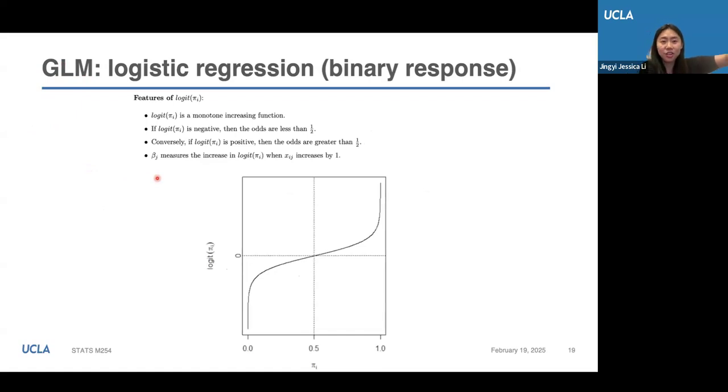Okay, let's look at this logit function of pi i. What does it look like mathematically? So you can see that it transforms your probability pi i from the range of 0 to 1 to negative infinity and to positive infinity. So that's what the function looks like. So it's a monotone transformation. Smaller pi i will give you smaller logit, larger pi i gives larger.